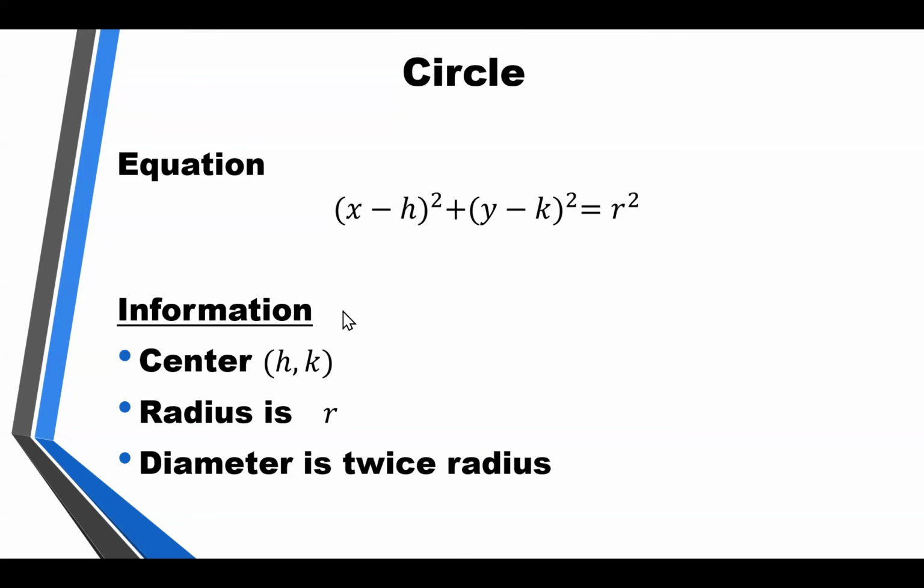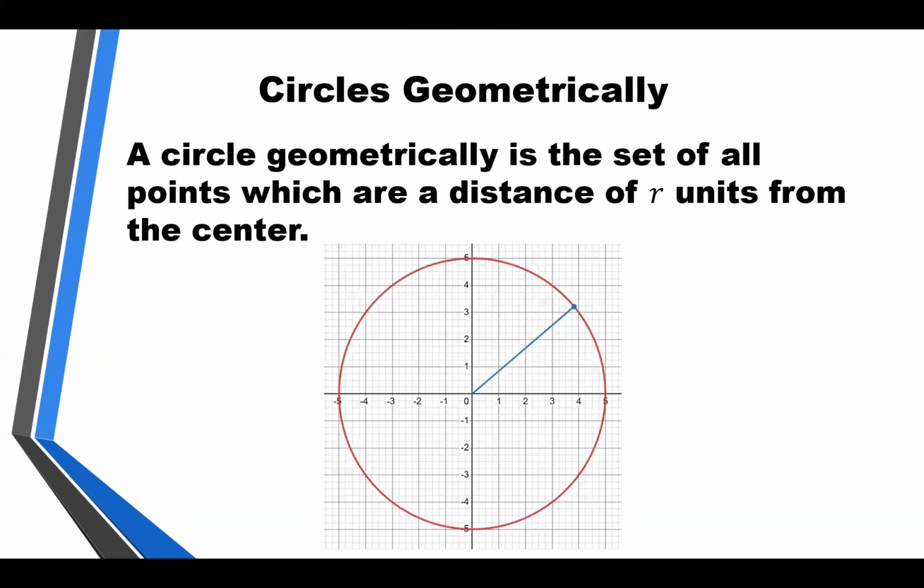So it's the set of all points that satisfy this equation. Now, just to be clear, the center is not a point that satisfies this equation in general. If we plug in the center, we get 0 on the left-hand side equals r². And unless our radius is 0, then that's not a point on the circle. So this is the standard equation for a circle.